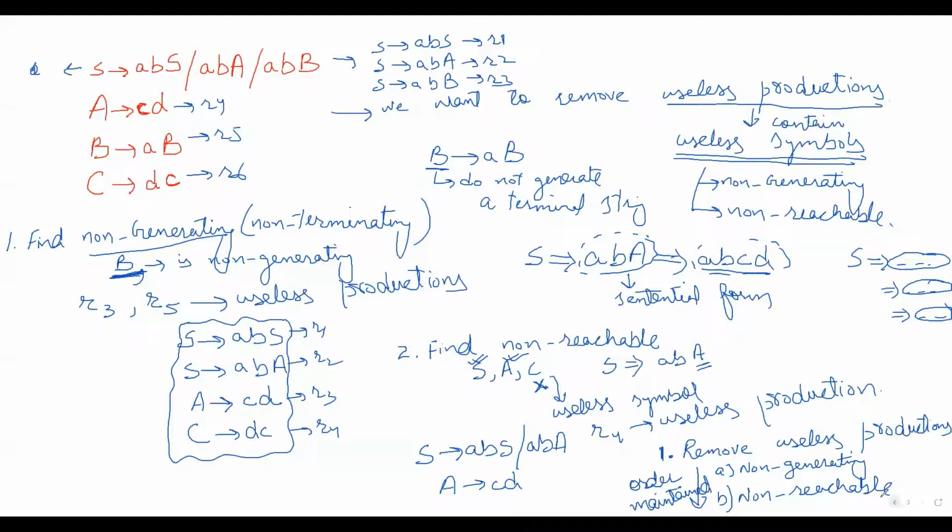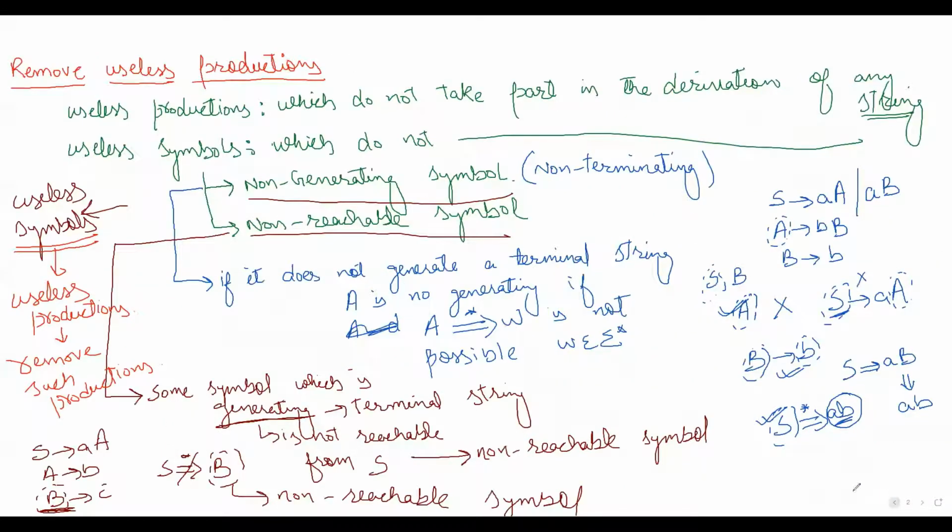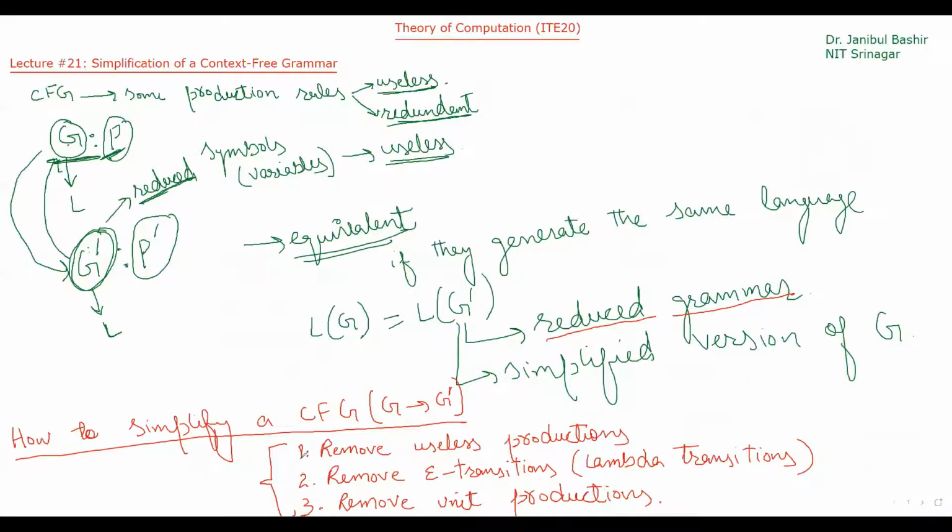Now comes the second step. What was the second step? We said that for simplifying a grammar, we have 3 steps. Remove useless productions. We did this. Now the second step is to remove epsilon transitions. Now let's discuss how to remove epsilon transitions.